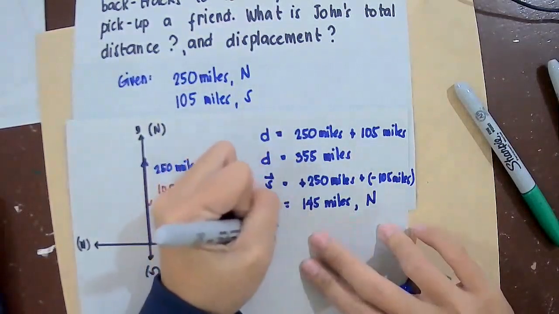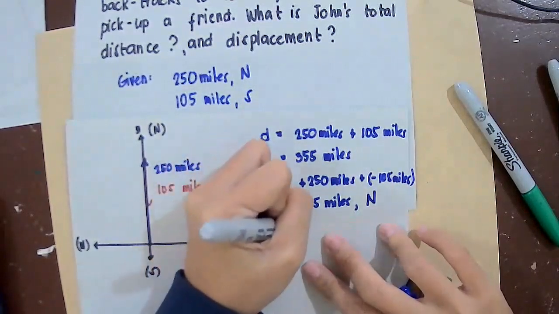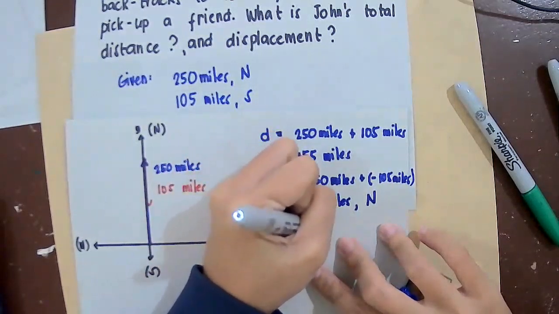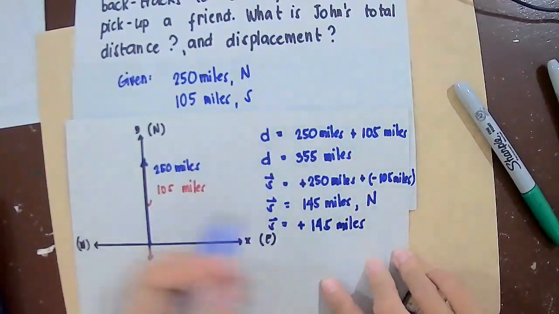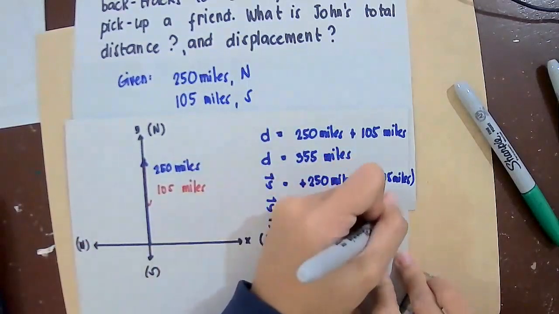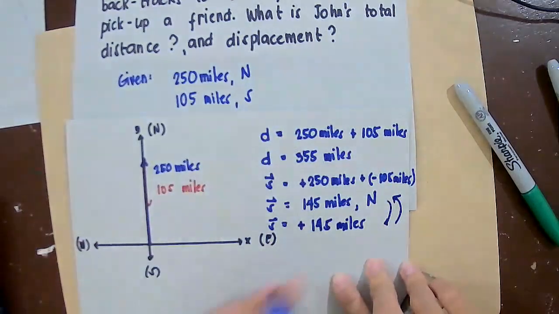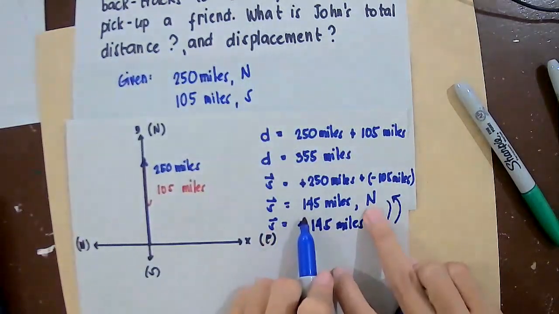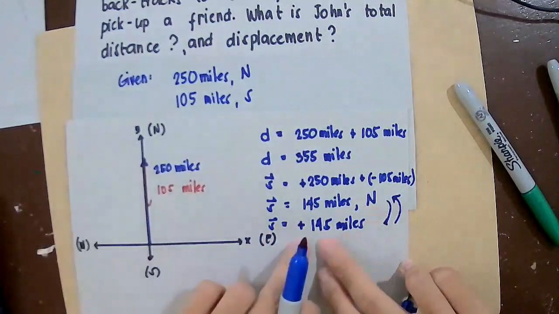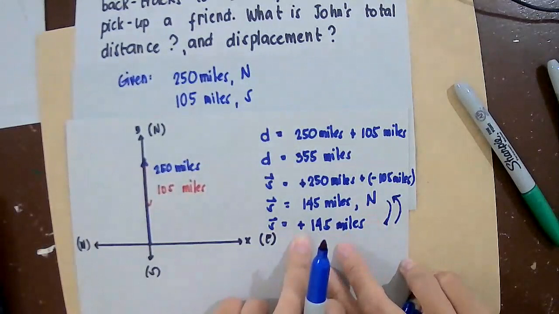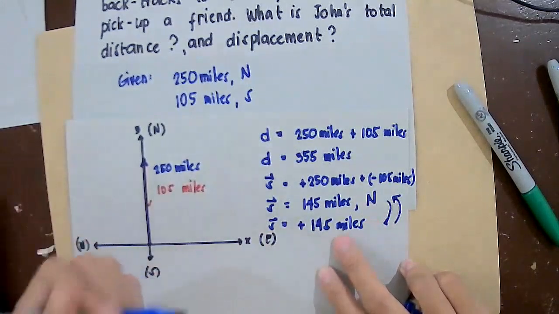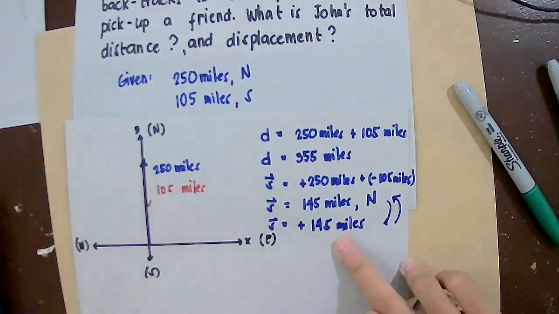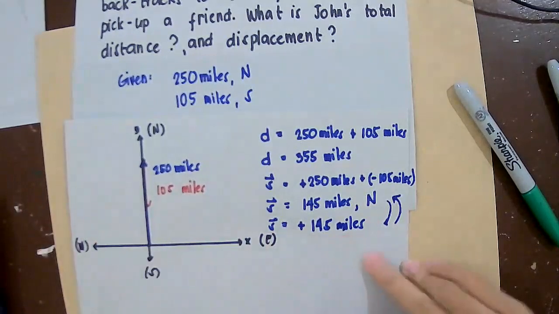Or you can write your answer also in positive 145 miles. So both of these answers are correct. Yung pinagkaiba lang, when you indicate north, ibig sabihin, papunta siya dun sa north. And then when you indicate positive, it is considered also na yung direction ni John is going up or going north. Okay, so these two answers are correct.